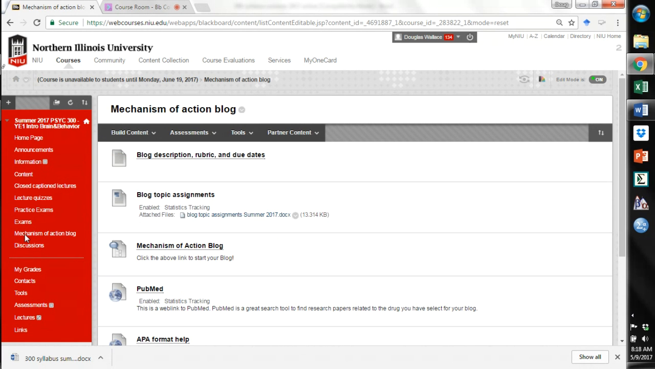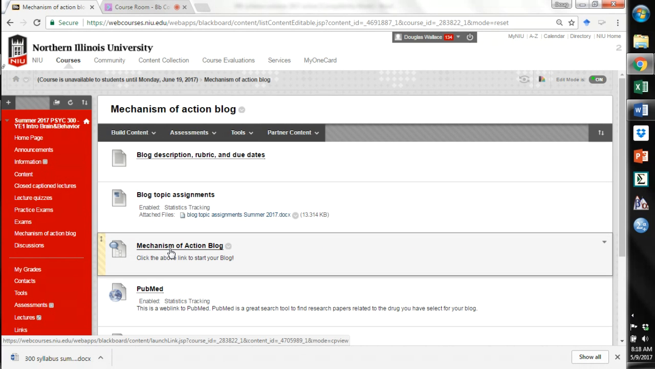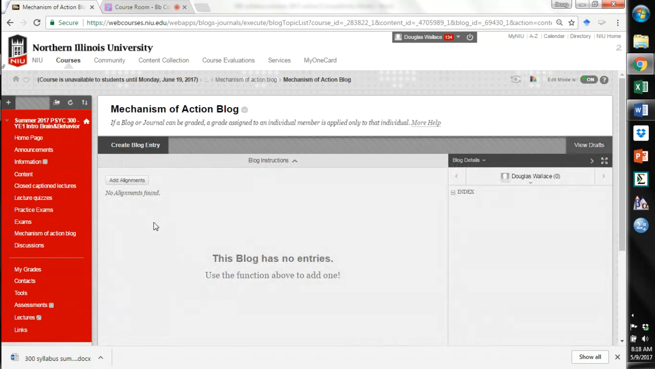Then, under Mechanisms of Action blog, what we have here is the blog description, rubric, and due dates. Here's the topic, blog topic assignments. So you'll click on this link and you can see all the different blog topics. Once you find one that you're interested in, then email me and let me know, and I will then send that to you, approve it, and then you can start doing your research. Here's the link where you actually will start your blog. So you will click on the Mechanism of Action blog, and then just click blog entry, and you can start typing, entering in whatever you want.